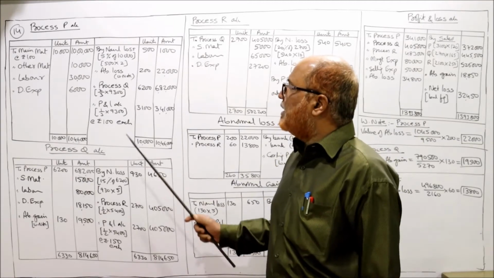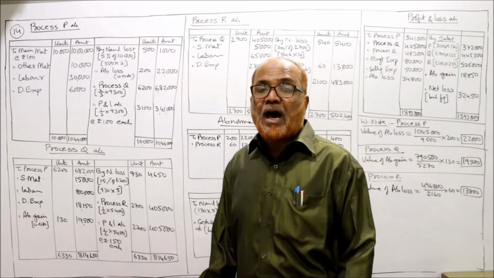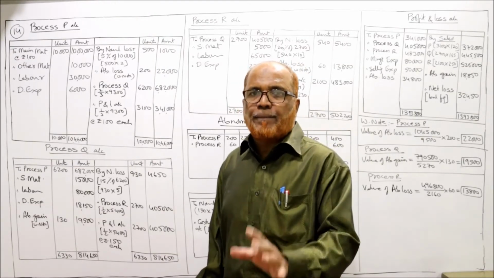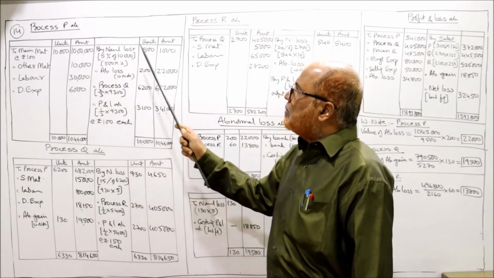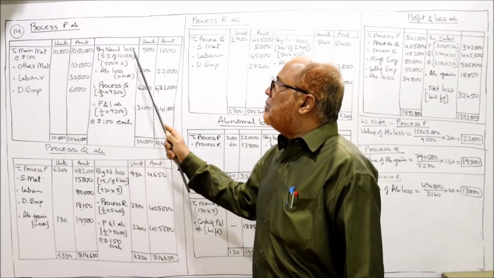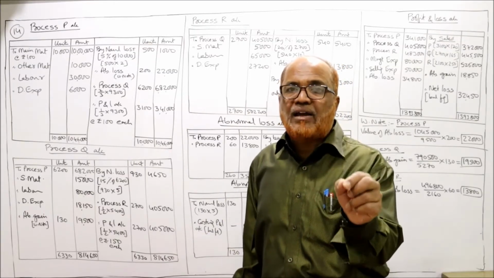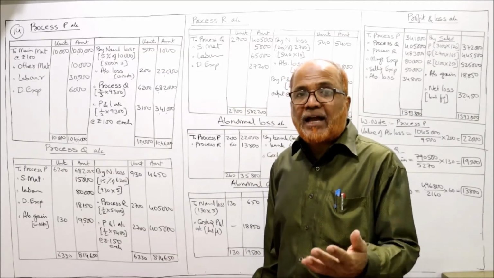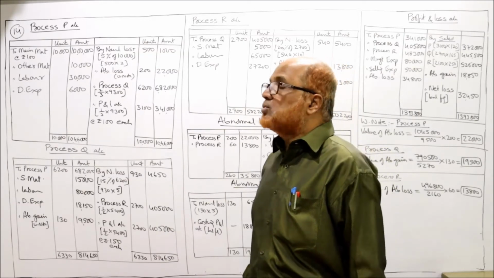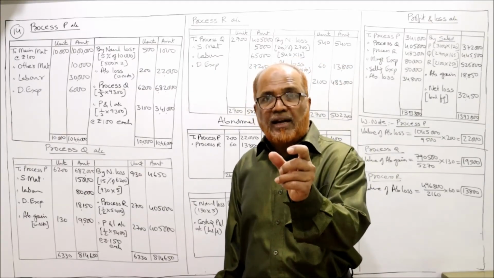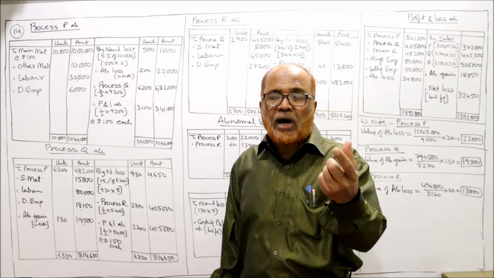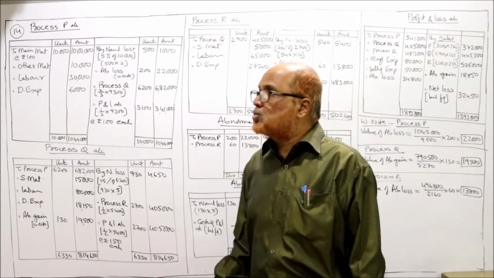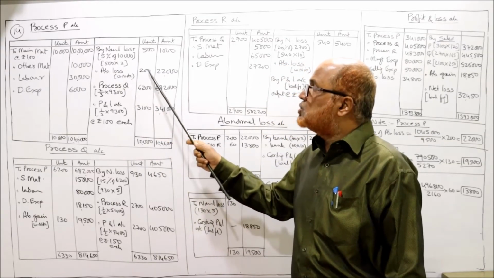Now actual output is given in the problem as 9,300. Now see carefully. Input was 10,000. Normal loss is 500. So 10,000 minus 500, 9,500 output should come. Normal output is 9,500, but the actual output given in the problem is 9,300, while the normal output should be 9,500. So there is a loss of 200 units. Abnormal loss 200 units.